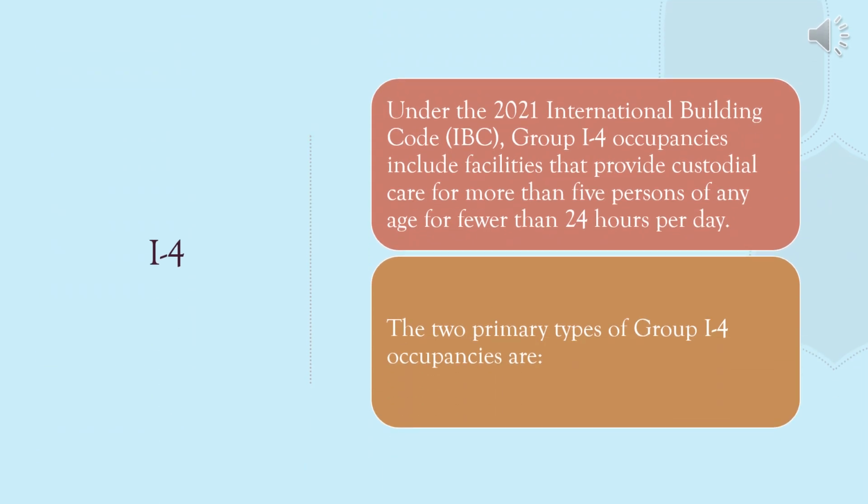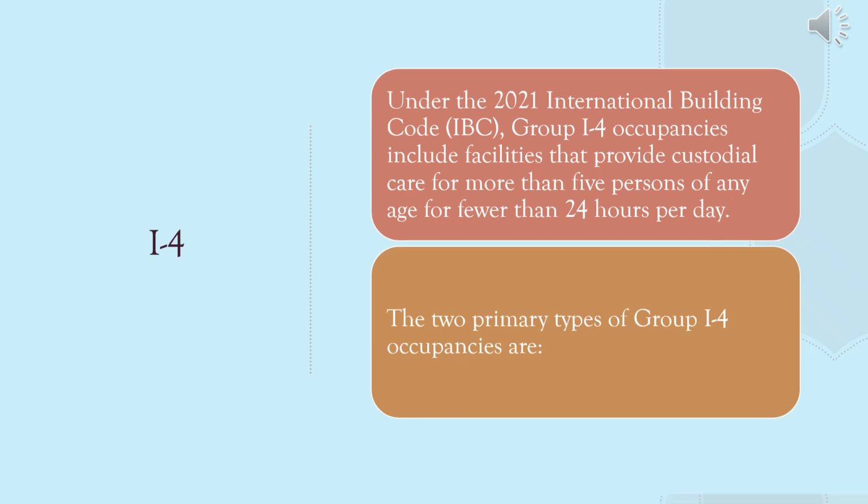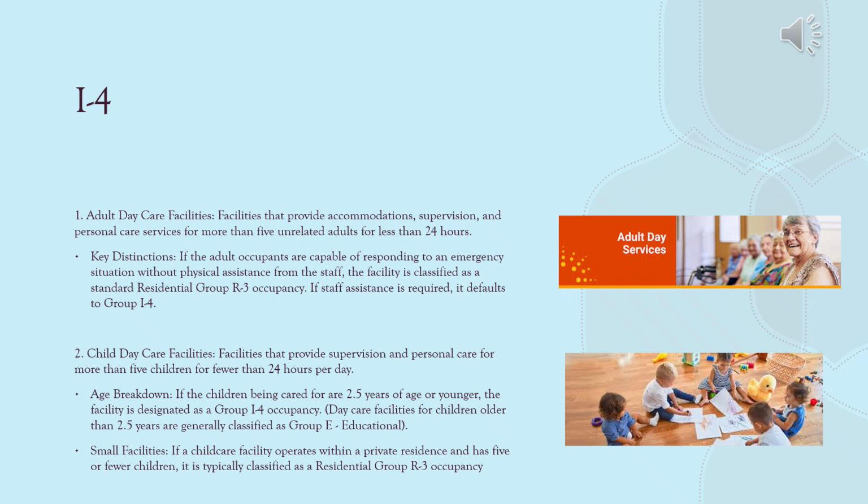Within the IBC, you have Group I4 occupancies that include facilities that provide custodial care for more than 5 persons of any age for fewer than 24 hours per day. The 2 primary types of I4 occupancies are number 1, adult daycare facilities, and number 2, child daycare facilities. Again, it's based on the type of occupancy, the amount of time, and the number of people that are involved.